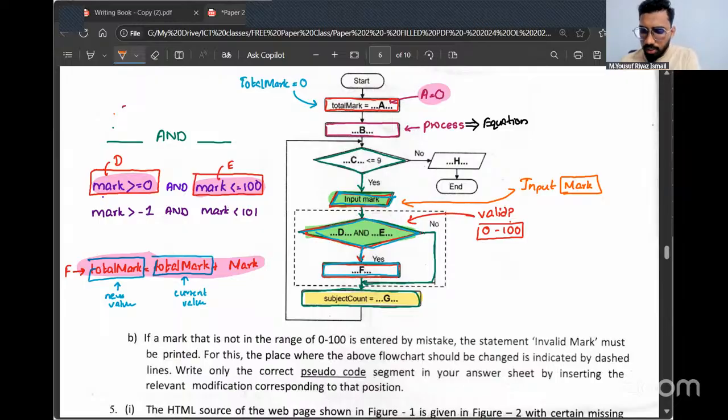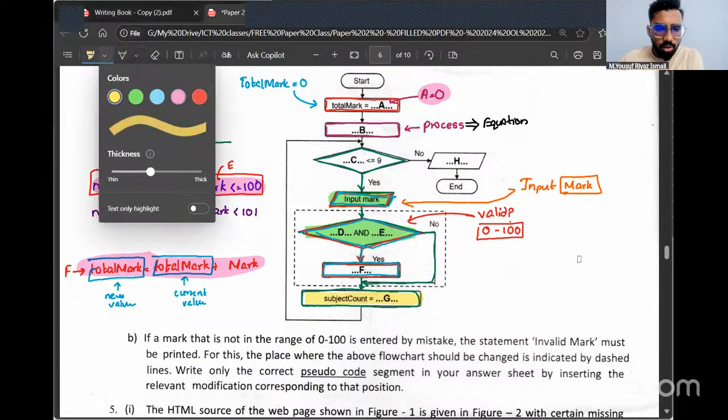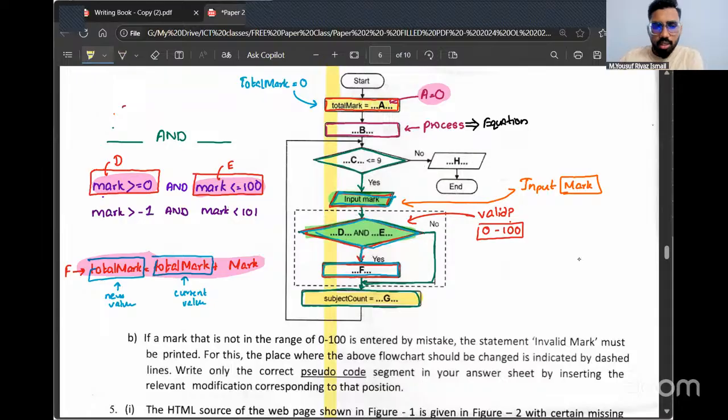Have they given these words or should we do it? It is given. Here, for example, I got the word total mark from here. See, the total mark is given here. There's no variable called mark. The variable called mark is here. When you say input mark, that mark is a variable name.